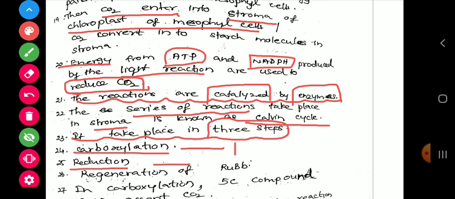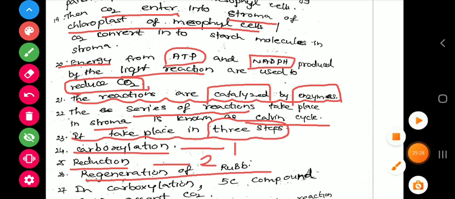Reduction, number 2. Regeneration of RUBP. Regeneration of RUBP, that is ribulose bisphosphate, a 5 carbon sugar, right? The carbon acceptor, you know that. So regeneration of RUBP, the carbon dioxide acceptor, you can say.